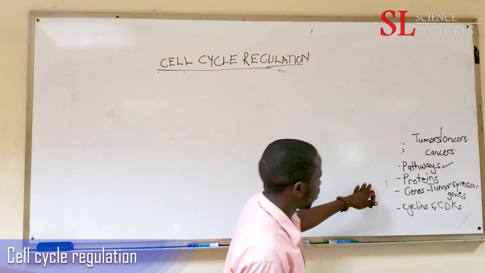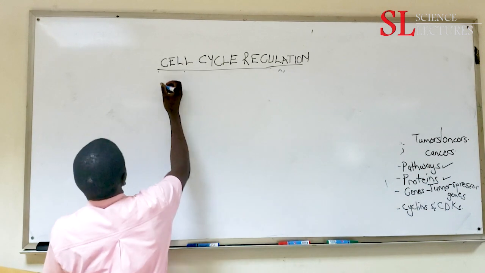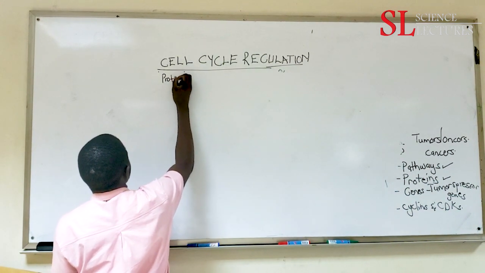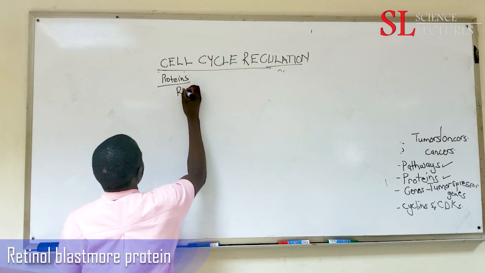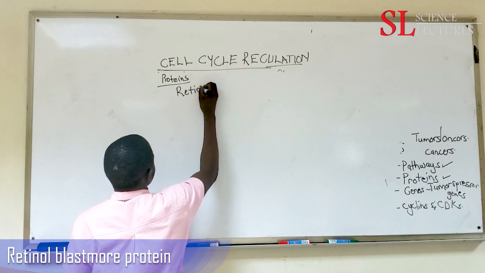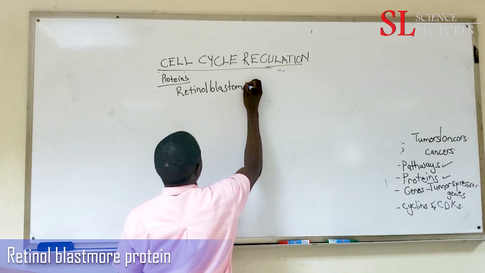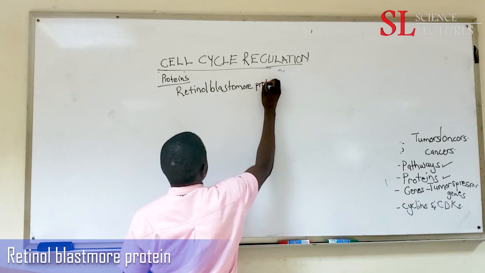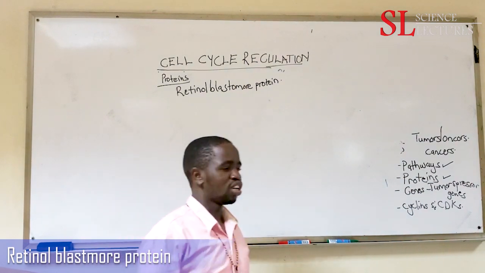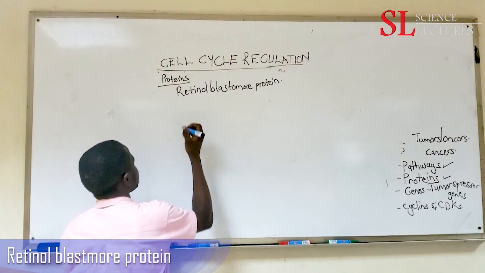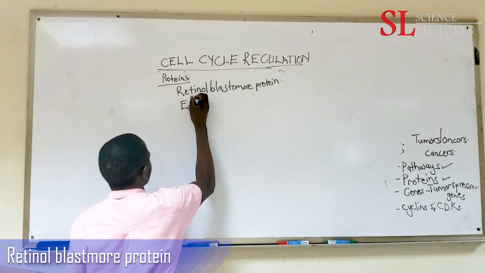We have looked at the various checkpoints. Next, we want to look at the proteins that are involved within the regulation of the cell cycle. The most important one is what they call the retinoblastoma protein. We've been talking of the various transcription factors. The major transcription factor within the cell cycle is called the E2F.